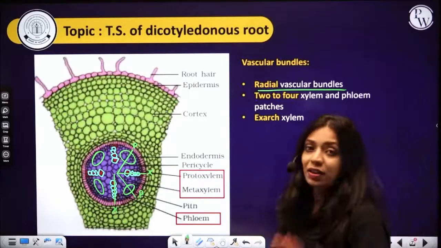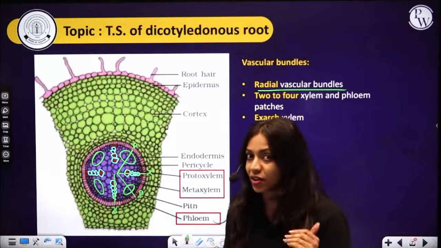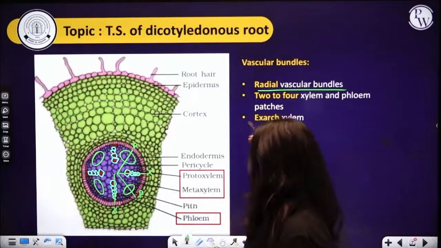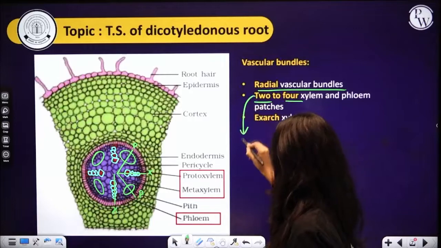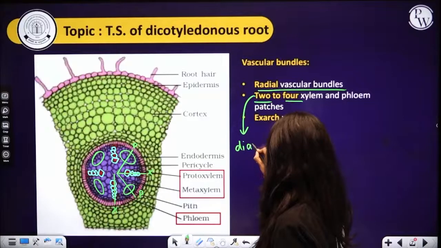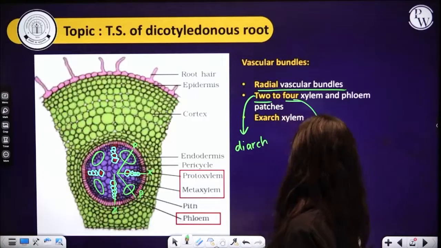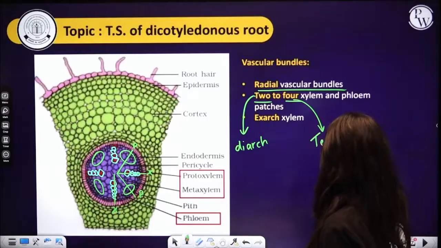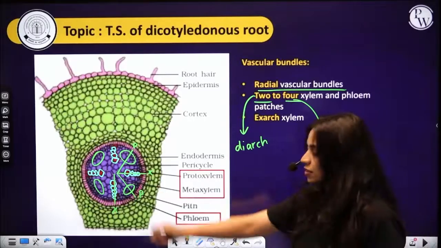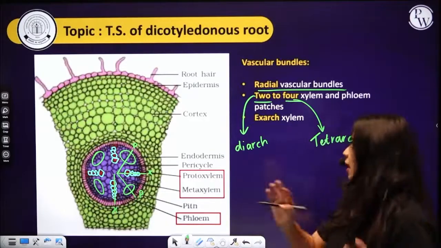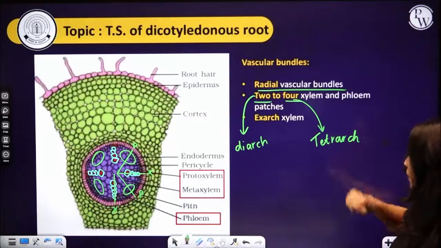Now when you talk about the number of xylem and phloem patches that are present in the root, usually in dicots, it will be in the range of 2 to 3. If there are 2, we call it diarch. If there is 4, we call it tetrarch. Okay, so here there are 4, so it is tetrarch. Diarch to tetrarch, it will vary.